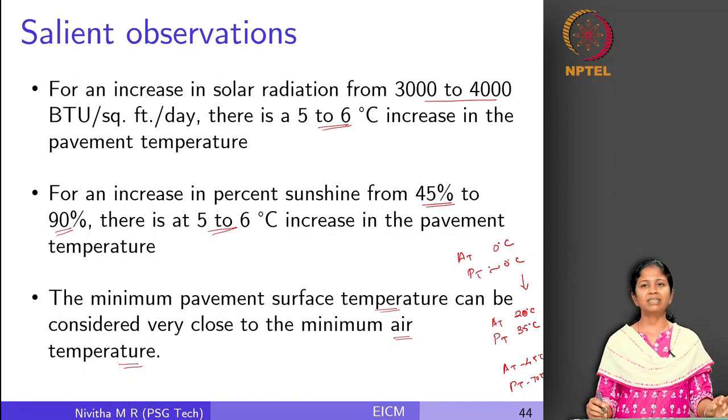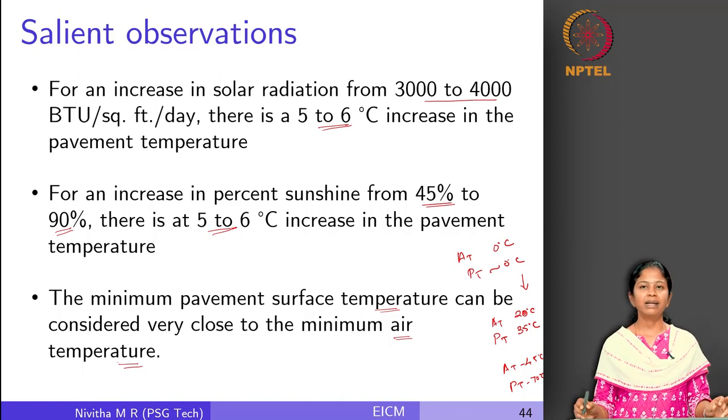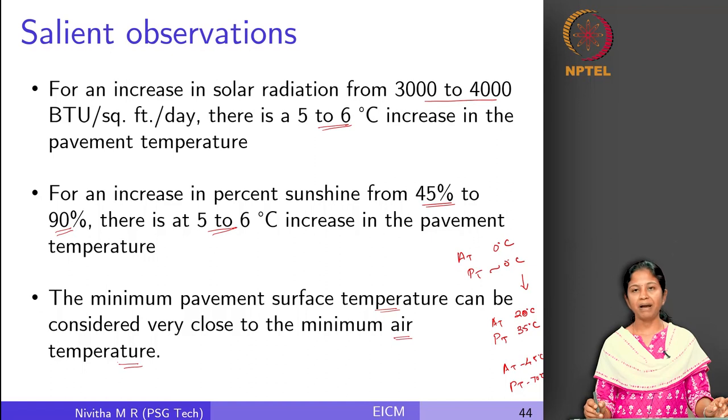So, since the daily maximum temperature in a given year will be very high for Indian conditions compared to many other locations in US, it is very important that we predict the pavement temperature, or we establish this air temperature pavement temperature model very precisely.